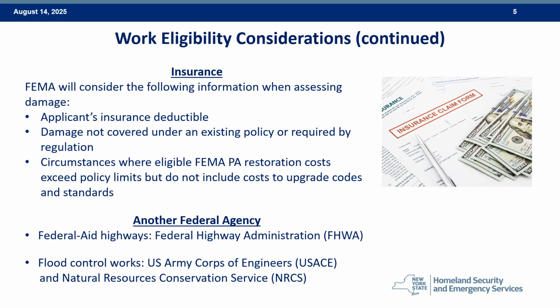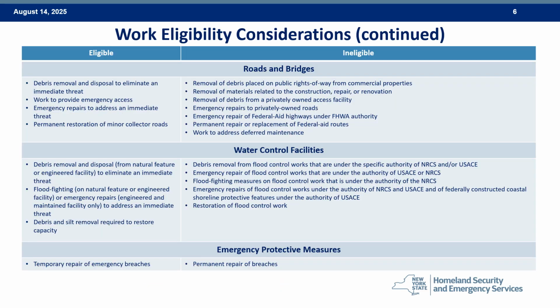For damage assessments, emergency repair of a facility is ineligible if another federal agency has the specific authority to provide assistance, even if the repair is temporary. Examples are shown on this slide. Not all work that needs to be done will be eligible for public assistance funding. Some examples are shown here with more guidance available in FEMA's latest version of the Public Assistance Program and Policy Guide, commonly referred to as the PAPPG. Your DHSES representative can assist you with this guide when necessary.